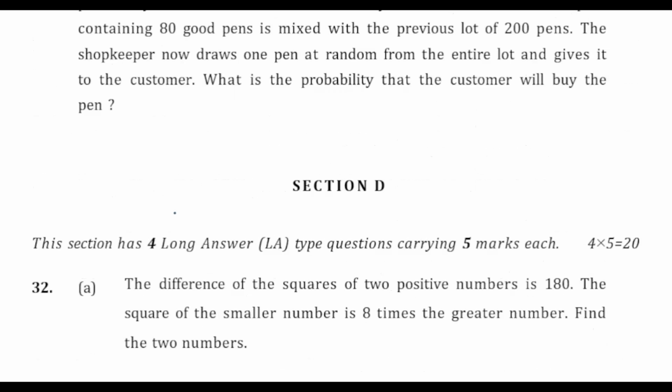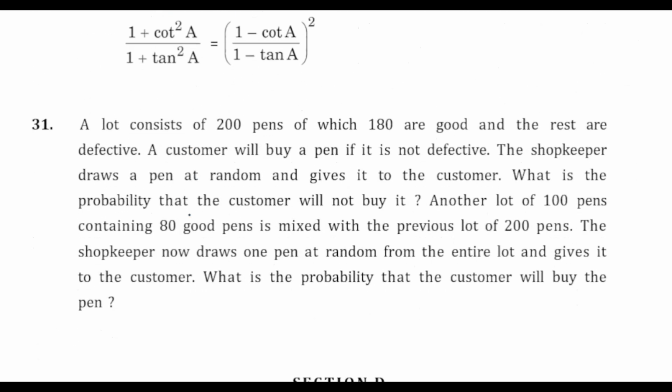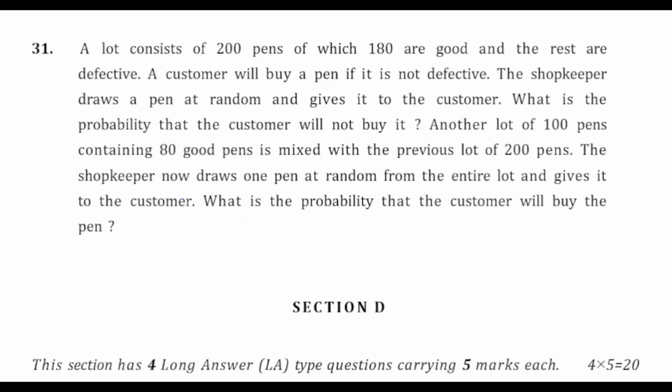Next is the last question, 31. Here you can see, you can read the question. Question number 31 is saying: a lot consists of 200 pens, of which 180 are good and the rest are defective. A customer will buy a pen if it is not defective. The shopkeeper draws a pen at random and gives it to the customer. What is the probability that the customer will not buy it?